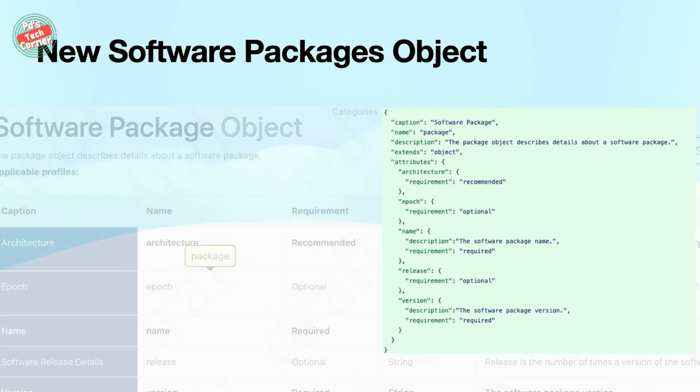A new software package object has been added to represent details about the packages affected by the vulnerabilities in a security finding event. So we are capturing here the architecture, the epoch, the package name, release, version, etc. This is at an early stage. We may see changes in this in future.